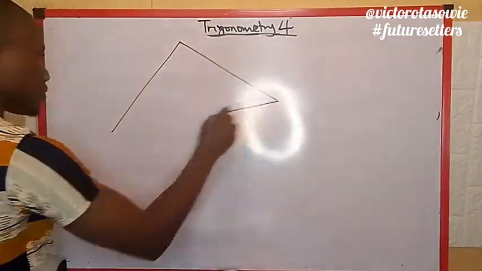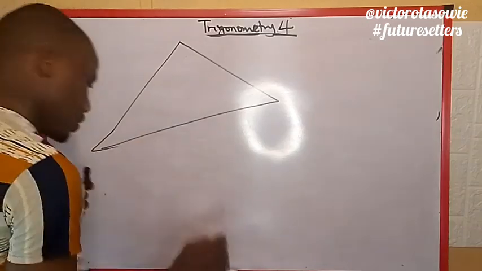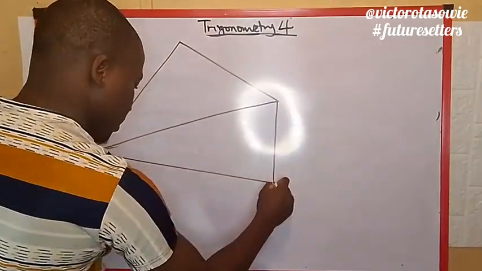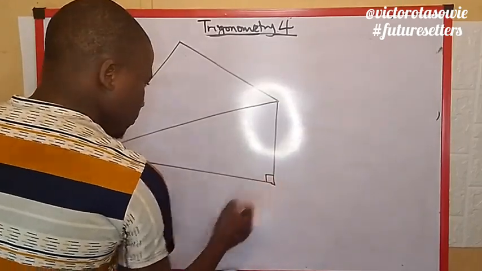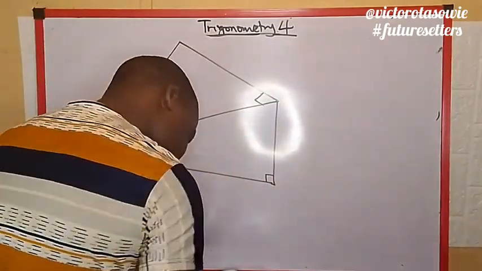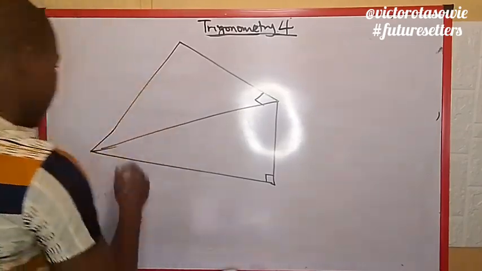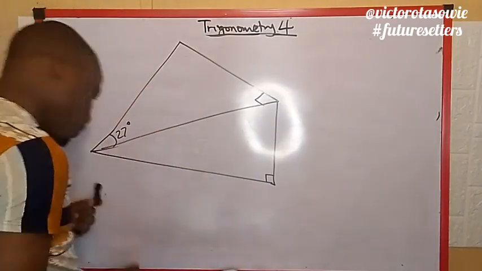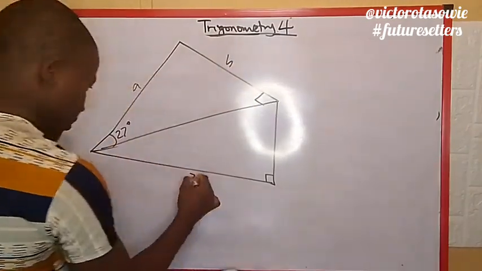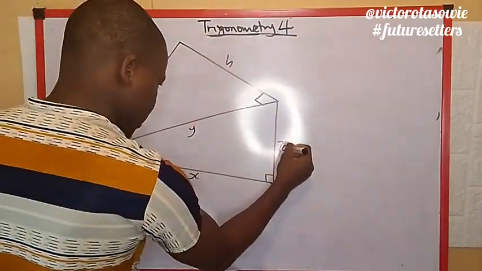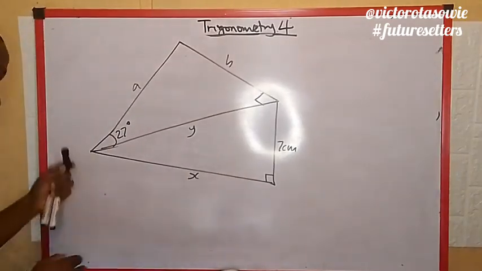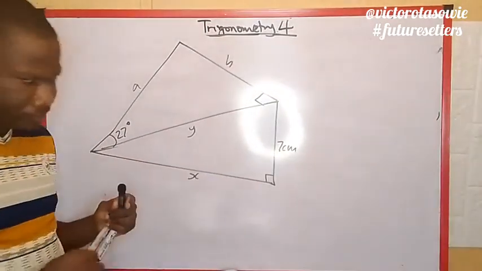Now we have this question. Now we're going to try it out together and see what we can get out of this. So we'll try to solve maybe 2 questions in this regard, and see what we can get out of it. So 27 degrees, A, B, X, Y, 7 centimeters. To solve this question, we were told to find A, B, X, and Y.